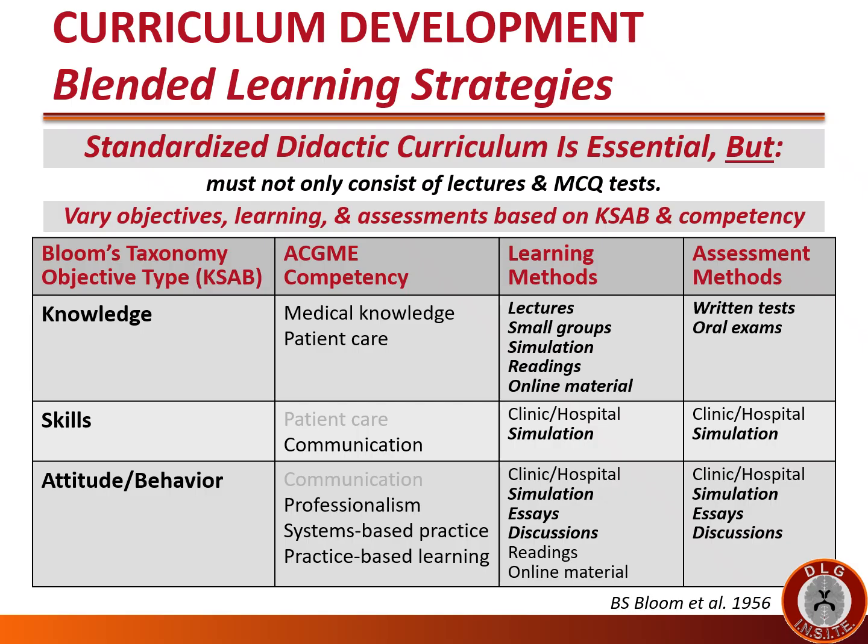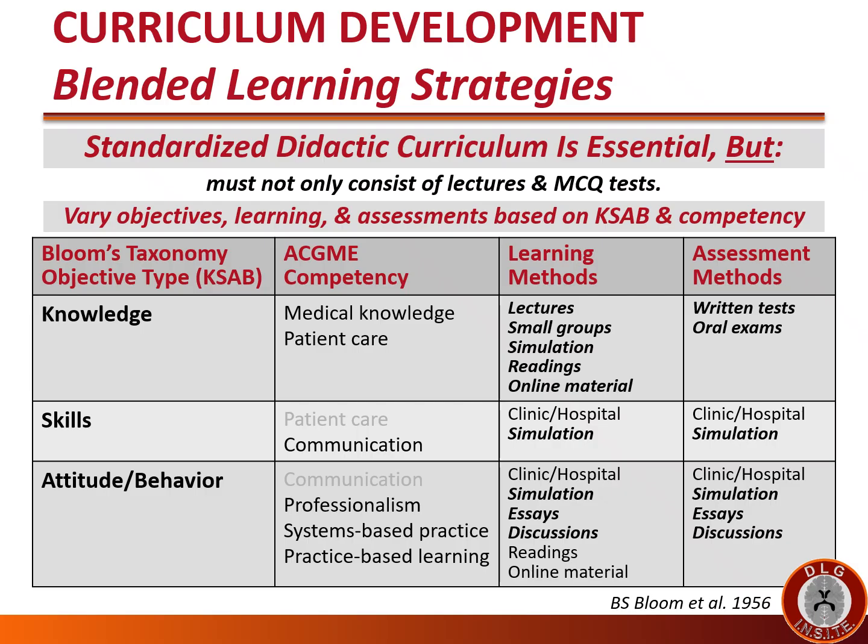Now, how do you convey this? Well, through lectures or small group sessions or simulation, readings, online material. There are many ways of doing this. And the assessment would be a written test or an oral exam. On the other hand, if the objective type is a skill, this corresponds more to patient care and communication. The learning methods are, well, in the hospital itself, in the clinical environment, the hidden curriculum, or through simulation. And the assessment methods, likewise, are through the clinic or hospital environment, the hidden curriculum or informal curriculum, or simulation.